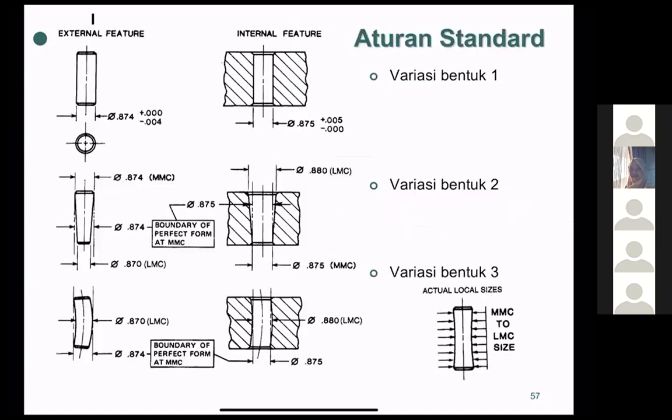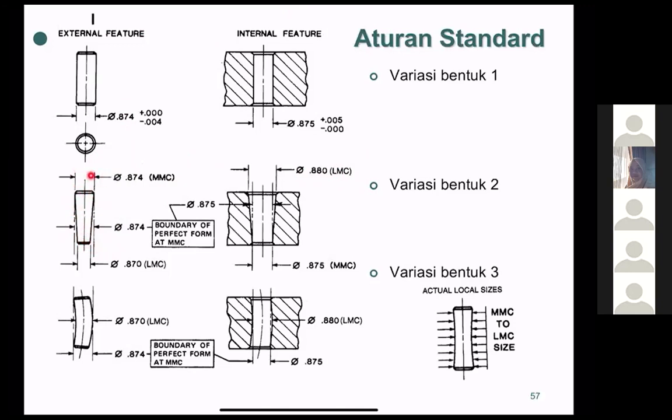Okay, and this one, for example, we have a shaft, and actually this is the hole. This is the external feature and this is the internal feature, and this is how we write it. Let's say the external feature is like this, a little bit smaller on this side.